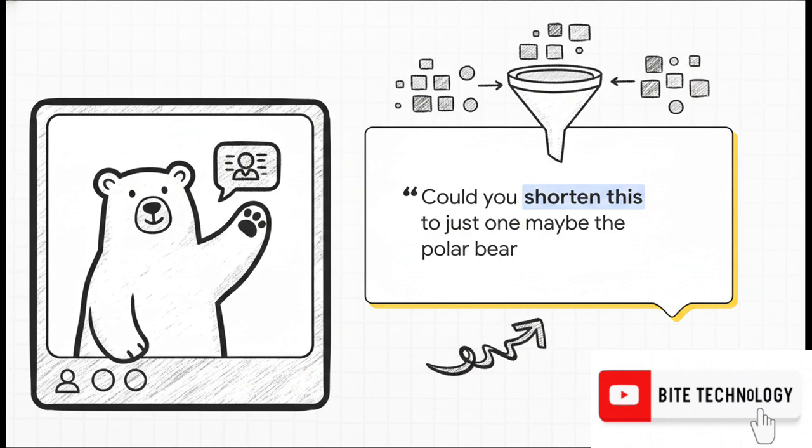Here's her next prompt. "Could you shorten this to just one, maybe the polar bear, and then make the polar bear a social media image along with one of his personality, one of his bullet points?" This is where the magic really happens, guys. She is taking a tiny fragment of that original massive data drop, literally just the polar bear, and asking the AI to repurpose it into a completely new, ready-to-publish visual asset.